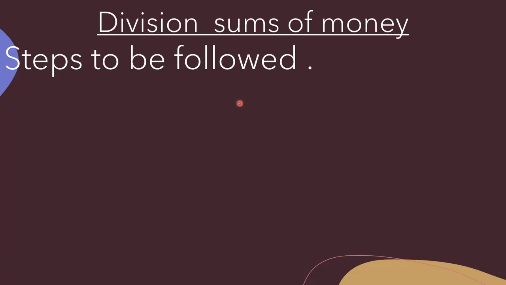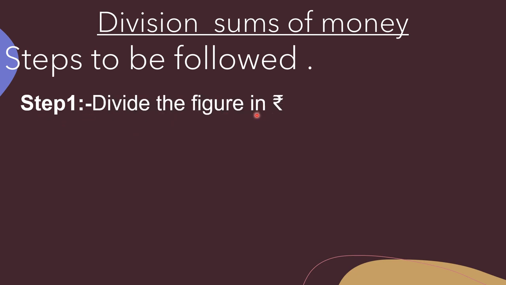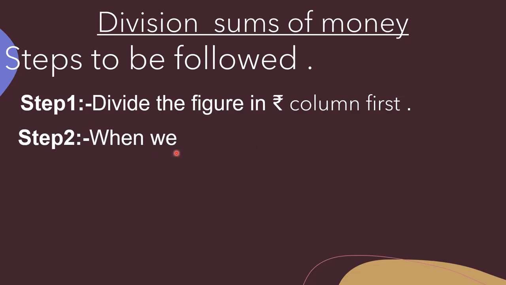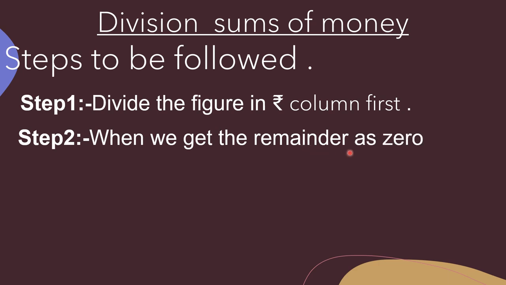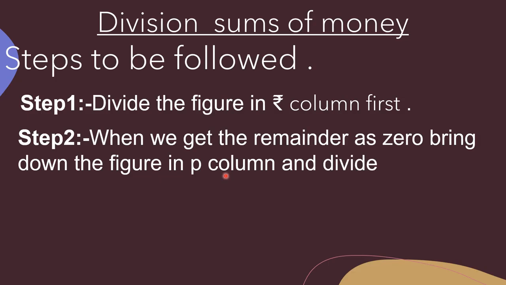Now beta, division sums of money. Now I am going to tell you the steps you have to follow to solve division sums. So, steps to be followed. Step number one: divide the figure in the rupees column first. First of all, beta, in division sums you have to solve the rupees column. And step number two: when we get the remainder as 0, bring down the figure in the paise column and divide by the divisor.